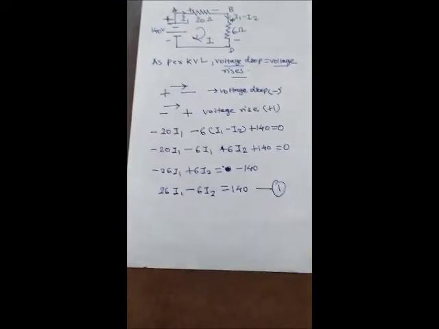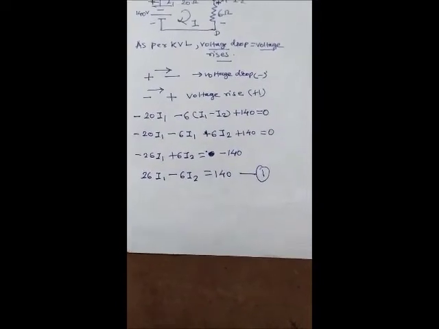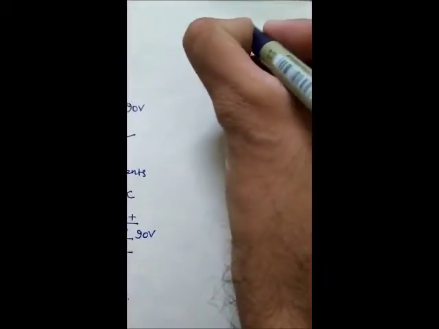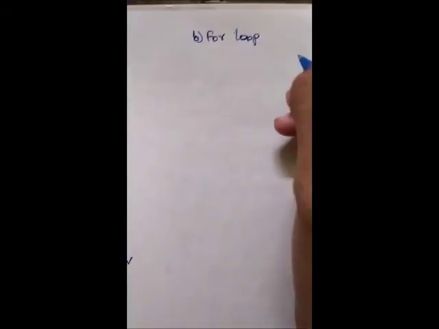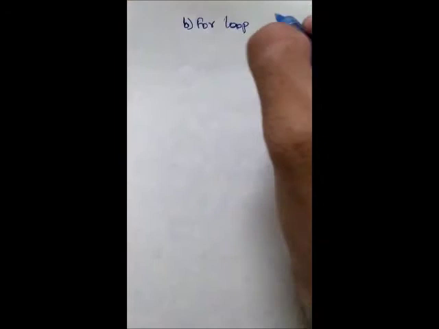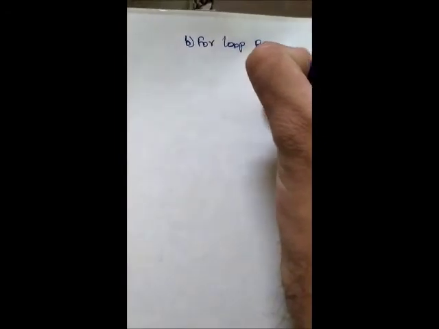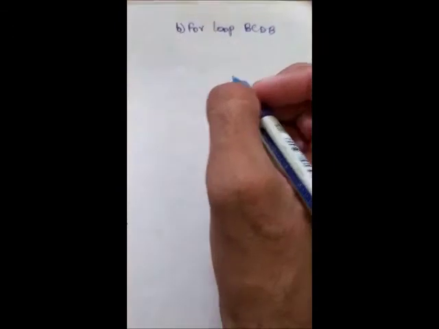Now we have to do the same procedure for another loop, for loop BCDB. So I will mark out the loop here.